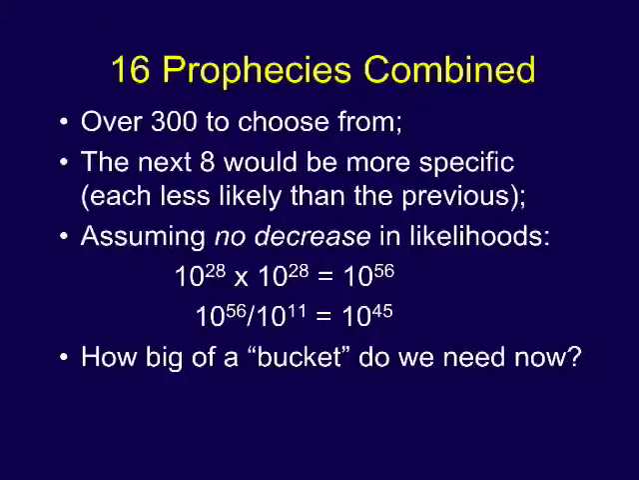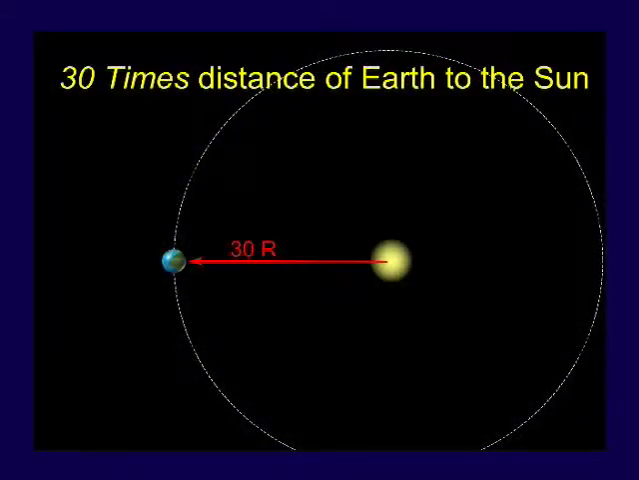Let me give you a feeling for how many that is. How big a bucket do I need? I need to make a ball of silver dollars that is 30 times the radius of the earth to the sun. Can you imagine that? You can't imagine that many. And 30 times the distance of the earth to the sun. A ball of silver dollars.